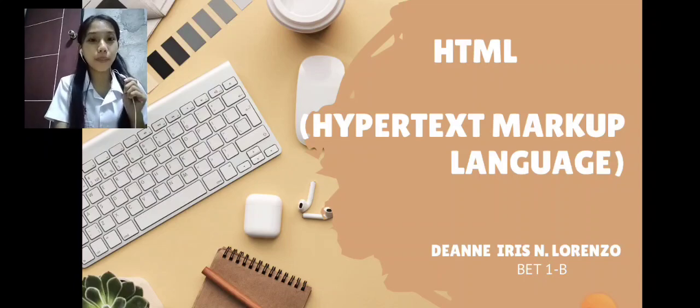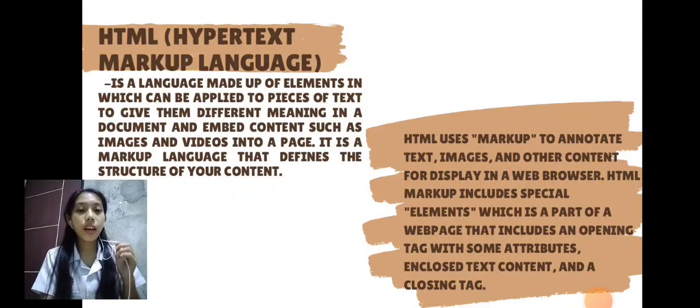Our topic is HTML, the Hypertext Markup Language. HTML, the Hypertext Markup Language, is a language made up of elements which can be applied to pieces of text to give them different meaning in a document and embed content such as images and videos in a page. It is a markup language that defines the structure of your content. HTML uses markup to annotate text, images, and other content for display in a web browser.